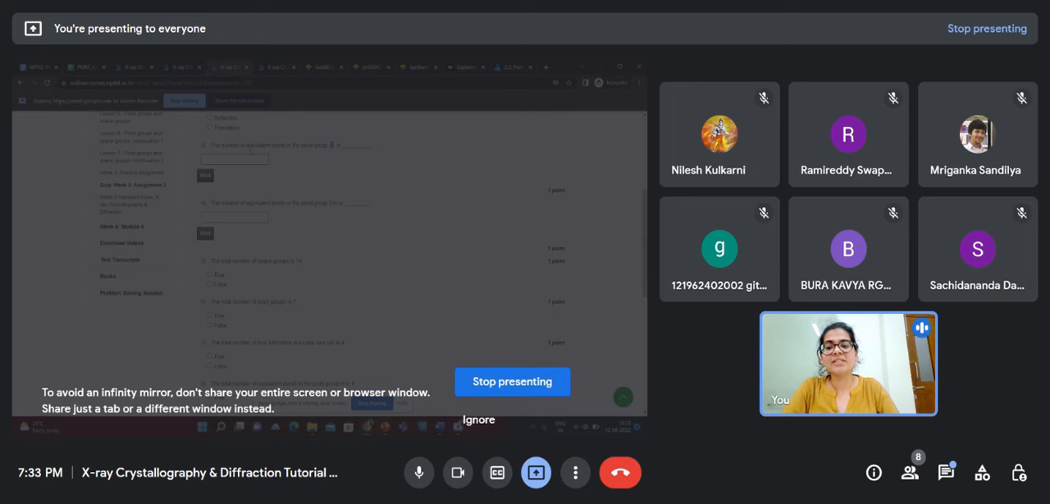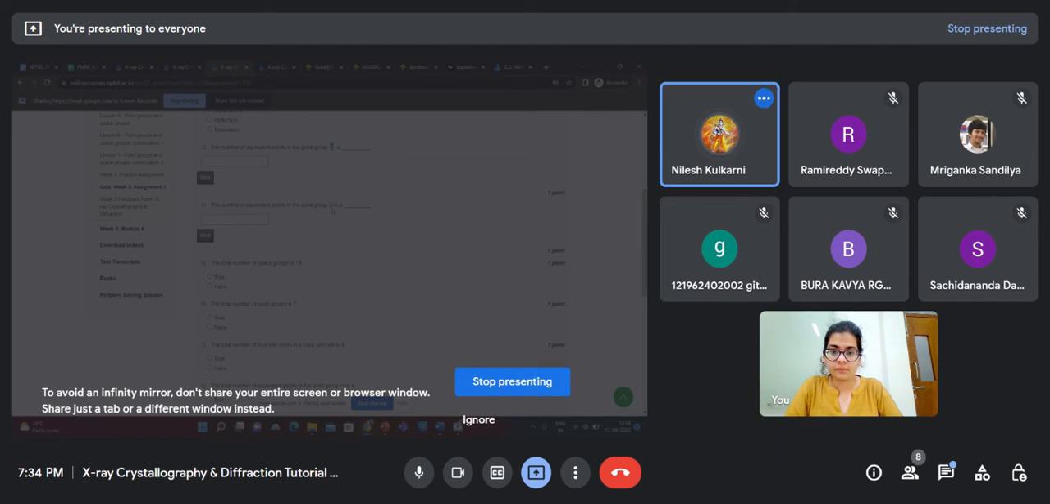Okay, for this question, the number of equivalent points they are asking, so it will be 2 only. So moving to the fourth question. In this question, they are talking about point group 2/m. 2/m belongs to the monoclinic crystal system. So in the monoclinic crystal system, there is a point group 2/m, and what is the number of equivalent points in the point group 2/m?